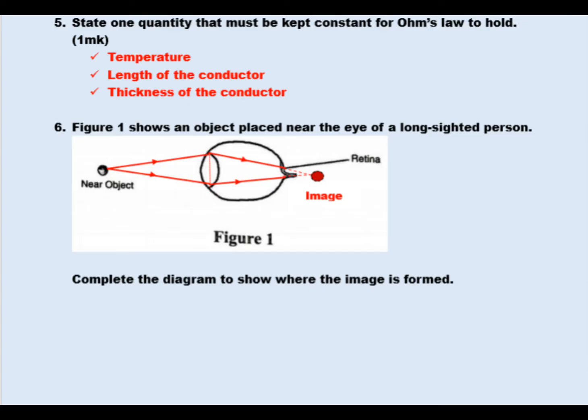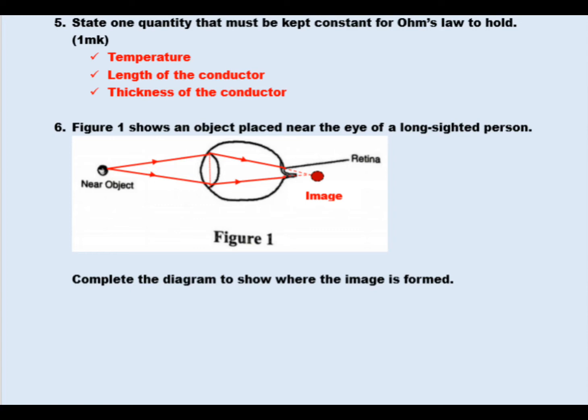Before question 6, also it's important to know that the length of the conductor and the thickness of the conductor affect resistance, because we know for Ohm's law we relate voltage and current. So resistance is held constant through having uniform length of a conductor and also uniform thickness of a conductor.